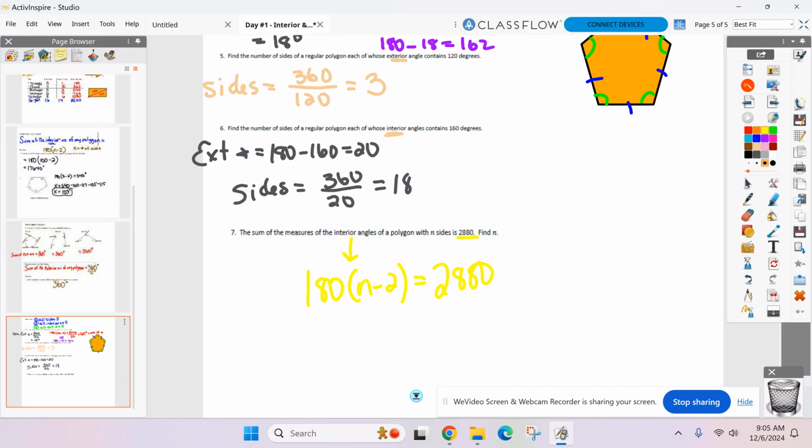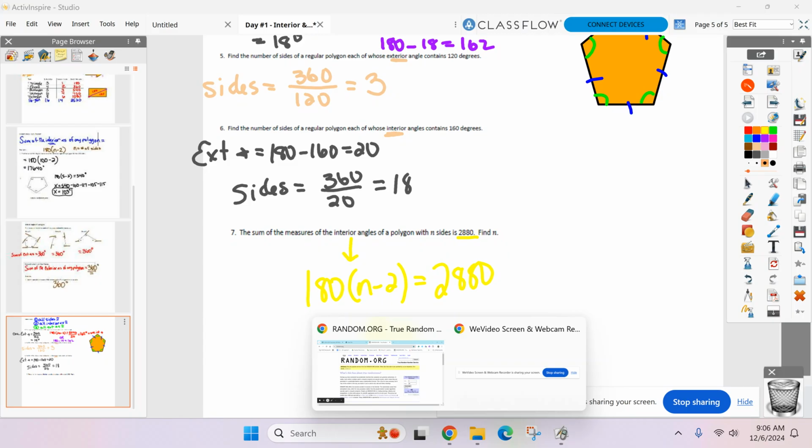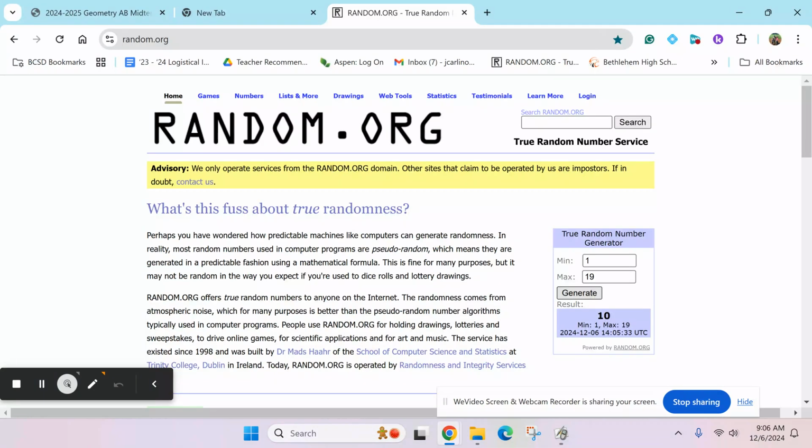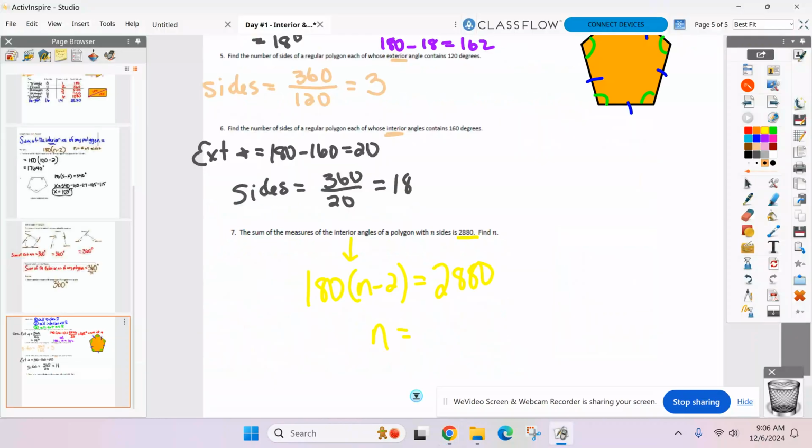Algebra 1 kids here? Yeah, we're comfortable solving that. How many of you are going to want to distribute? Go ahead. Anybody want to do it a different way other than distributing? Anybody want to divide by 180? You can do that too. You do the way you want to do it. And I'll call on somebody for the last one here, to see how many sides it has. I don't care if you distribute or divide by 180 first. Your call. When you're ready, solve that first. When you're ready, Juliana.